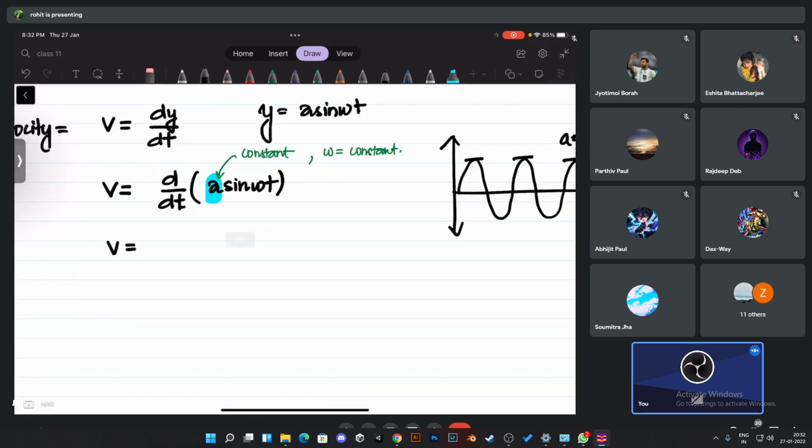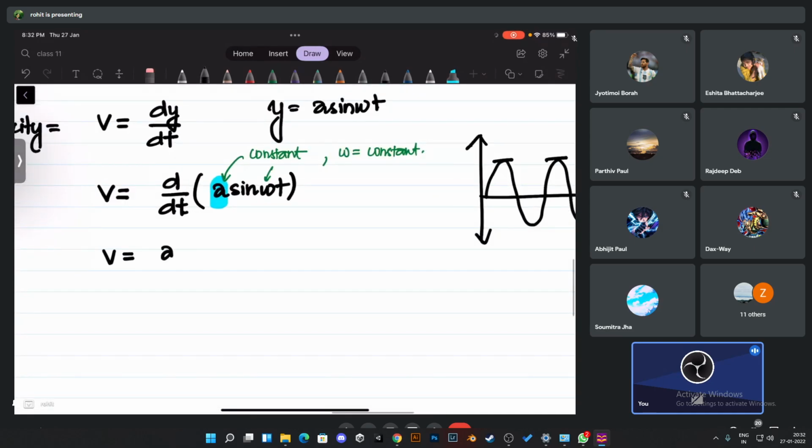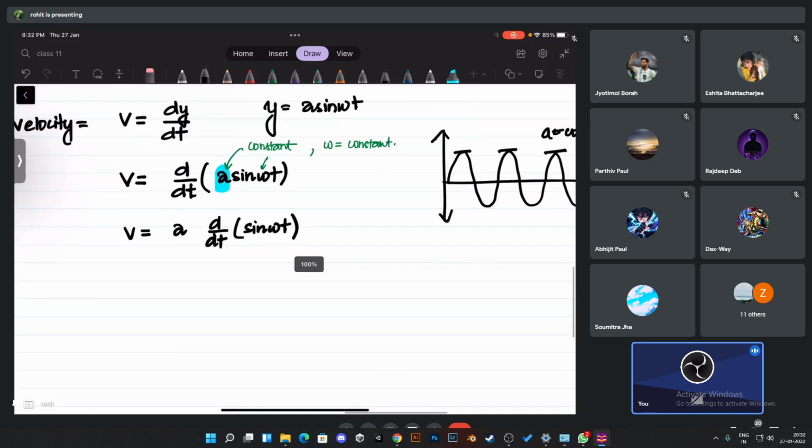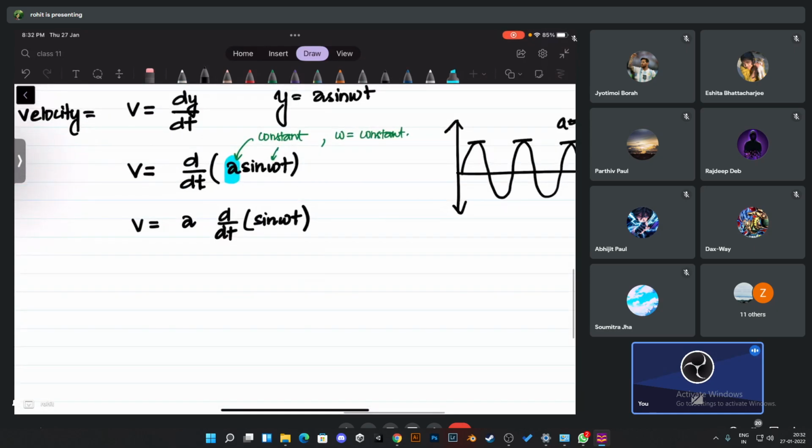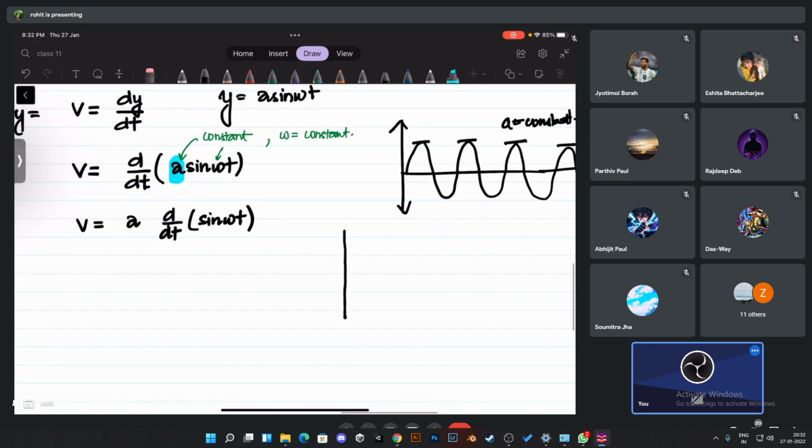So the first step here is, you take out the a, which is a constant, and you write the differentiation of what is inside: sine omega t. So this is what we have. Now you really have to learn a new differentiation formula. I'm going to write it on the side.